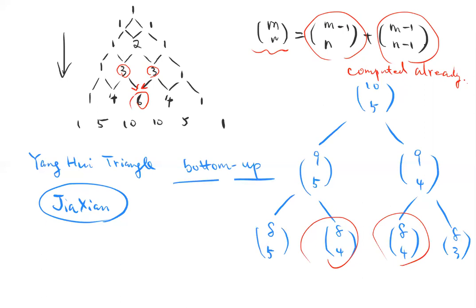Bottom-up does not mean this drawing. It refers to the value. Later on I will make it more explicit what we mean by bottom-up. The key point is that when we want to compute a value, the values required to compute it are computed already. That's the meaning of bottom-up. All right. Now let's make a comparison between dynamic programming and divide and conquer.